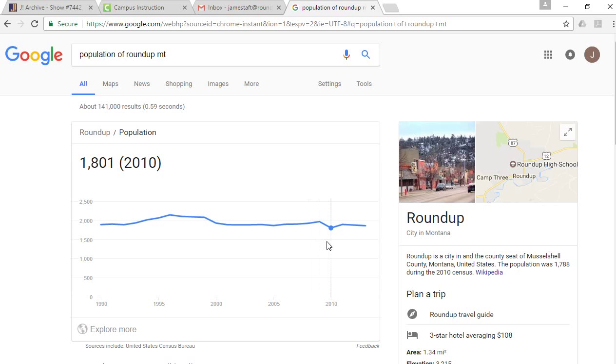I think Roundup is kind of interesting just because it has been almost entirely flat. But we have such a transient population, like people move in and people move out, because of the coal mines. Right, but they move in and move out to a point where they almost always replace each other. Almost as many people move in as people move out. I think it's interesting.